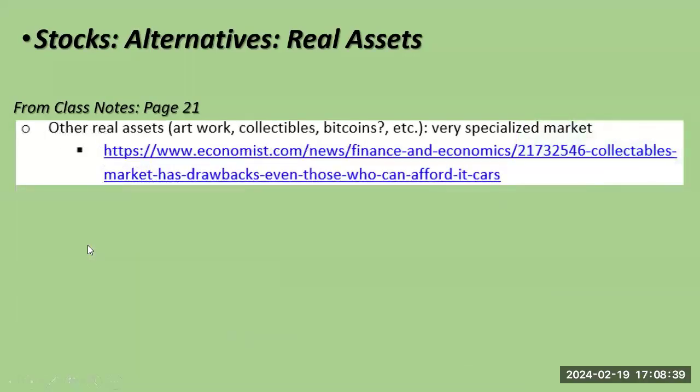All right, and then let's talk about something I know absolutely nothing about, and that's these other real assets: artwork, collectibles, Bitcoins might fit in this category. I don't really know. Very, very specialized markets. I gave you a link to a pretty old article. It's a very unique area. You could make this your career. You specialize in this. You probably should have some background.